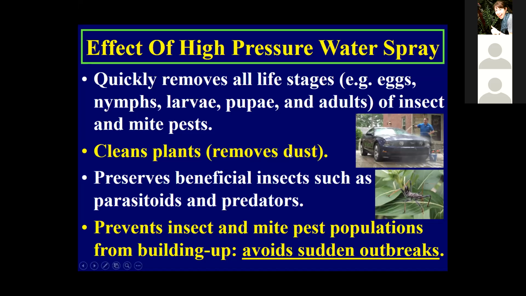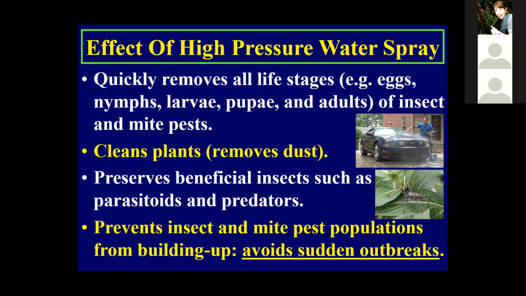It cleans plants, removes the dust. You preserve beneficial insects such as parasitoids and predators because there's no residues. You're not spraying with a material that'll last several weeks. It's a very quick and easy way to remove insects, but not disrupt beneficial insects for a long period of time. And if you do this about twice a week, you can prevent insect and mite pest populations from building up and consequently avoid sudden outbreaks. Like right now, spider mites would be one example of that. Okay? Now remember, water is not a registered pesticide.